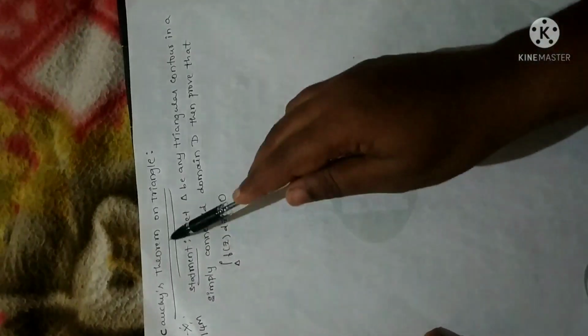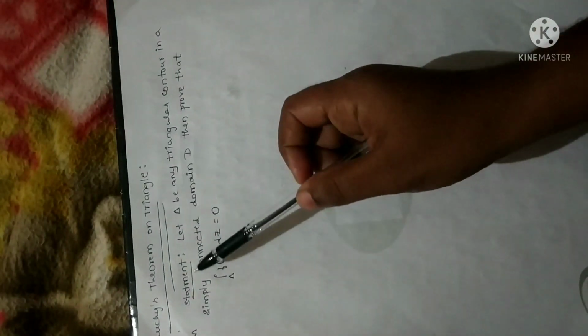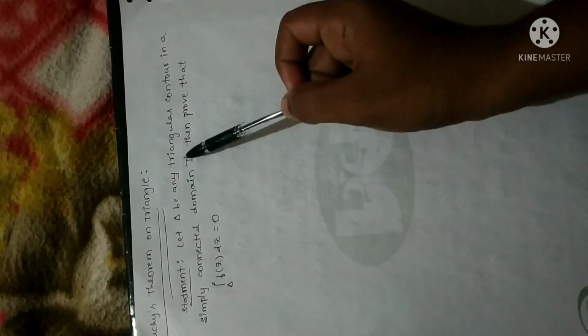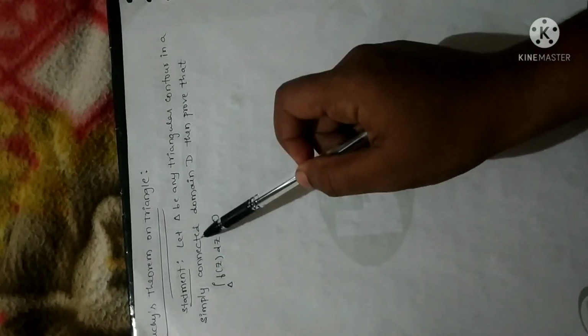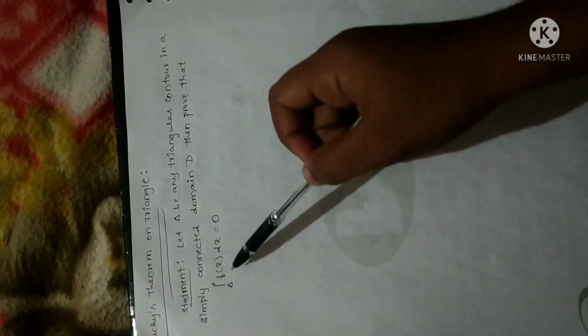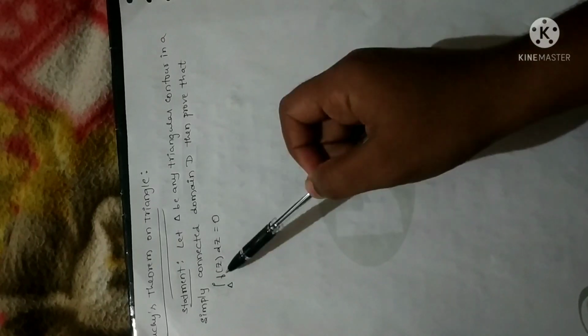So proving Cauchy's theorem on triangle, or Cauchy's theorem for a triangle, is an important question. Statement: let delta be any triangular contour in a simply connected domain D, then we have to prove that the integral over that domain of f of z dz value is 0.